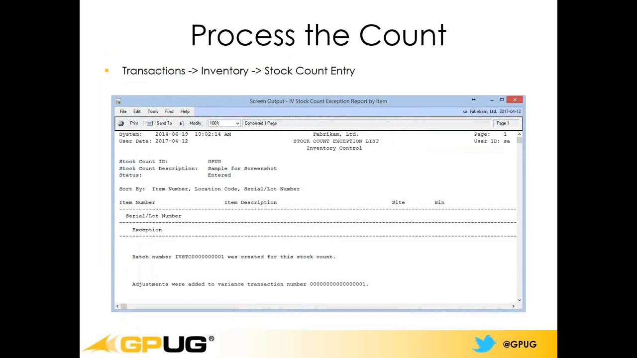So I didn't take screenshots of all the individual reports that get printed. I didn't think we all needed to go through that. The first one, though, is the exception list, and you can see at this point it's just telling me the batch got created, here's the batch number, and the adjustments were added to it. Here's the variance transaction number. Okay, that's important for when I want to go and look that up later on.